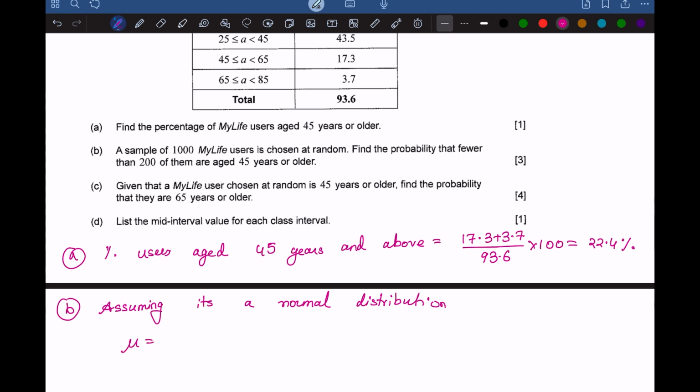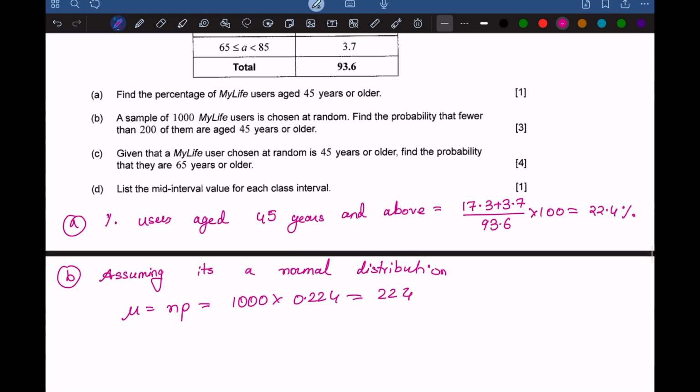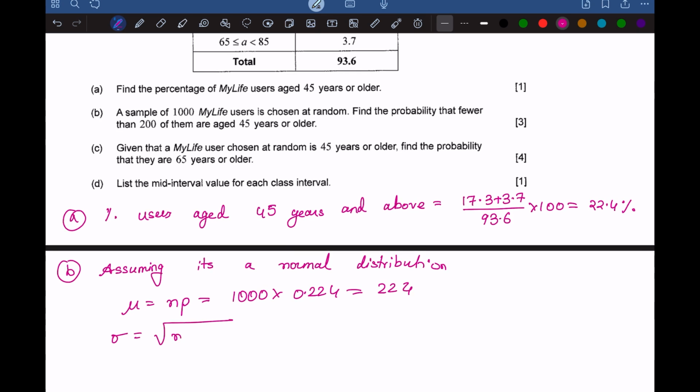My mu is n times p, 1000, and the probability of someone aged 45 years or older is 0.224 from part A, which gives us 224, right? And sigma is root of n p (1 minus p), root of 1000 times 0.224 times (1 minus 0.224). If I plug it into a calculator, I'll get 13.2.